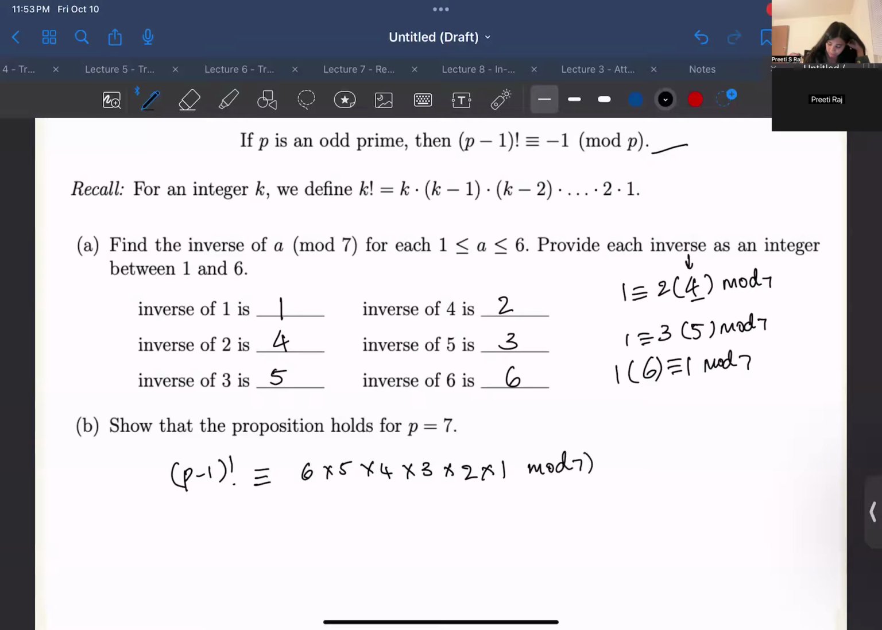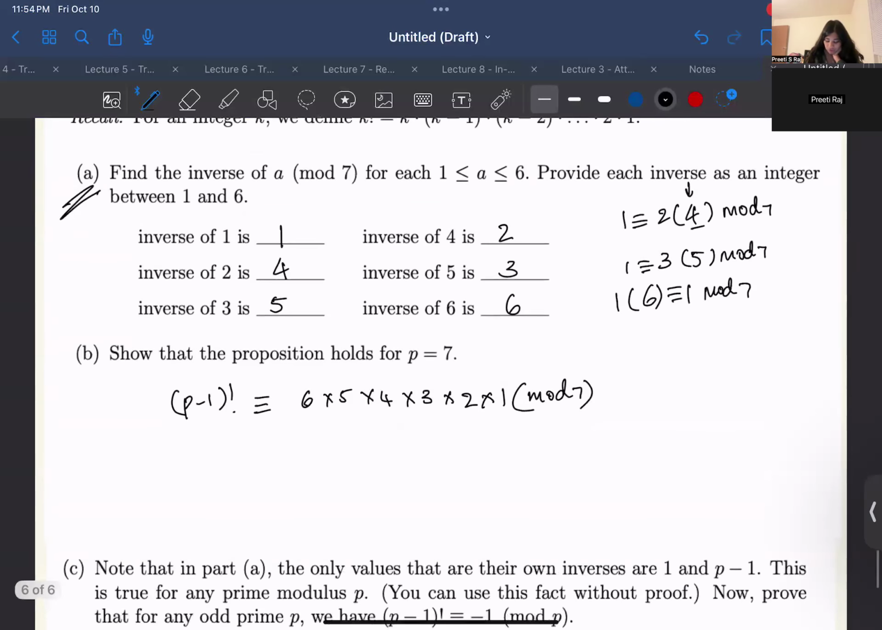mod 7. Okay. So now we could multiply this out and then we would probably get an answer. And then maybe if we simplify it, we might realize this is minus 1 mod P. But the fact that they've asked us to calculate the inverses in part A means that it's going to come in handy, right? It's going to be useful to use this information in trying to figure out what P minus 1 factorial is. Okay.